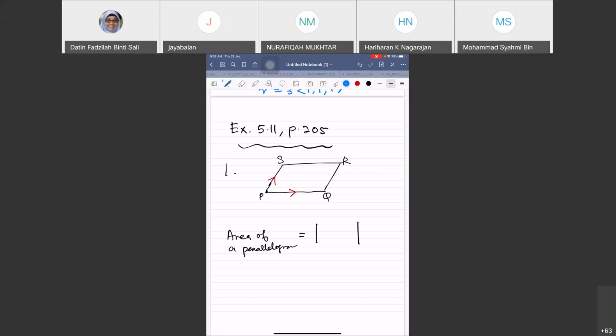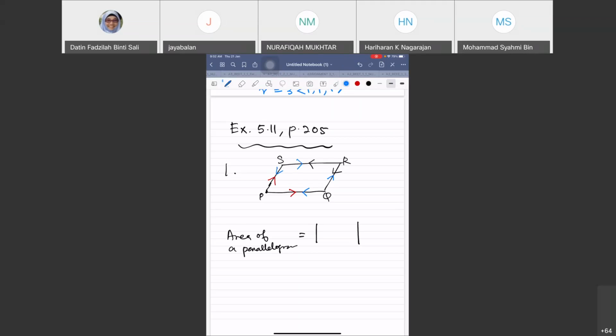Another possibility, it will be QR cross with QP. Another possibility, maybe vector RS cross with vector RQ. Or you can have vector SP cross SR. Or it can be, all right, you can have actually another direction. So you have actually more than one way to establish the cross product.